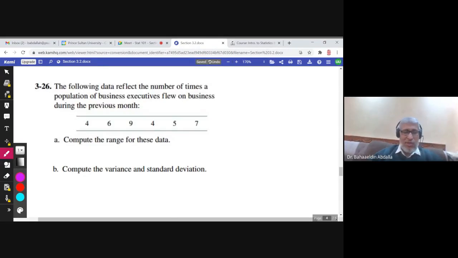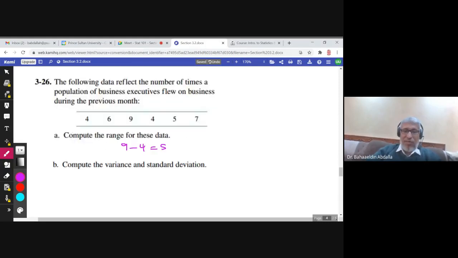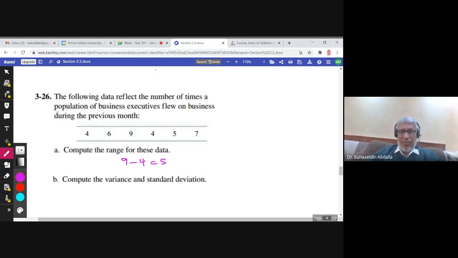Let us use the formula. Okay, we used the calculator in 325. Let us, in 326, use the formula. Compute the range. The range is the maximum minus the minimum, which is 5. Compute the variance and the standard deviation. Okay, I will use this formula. Of course, he said it's a population.